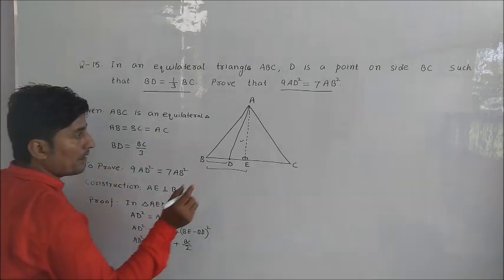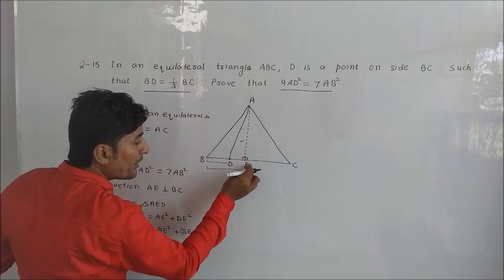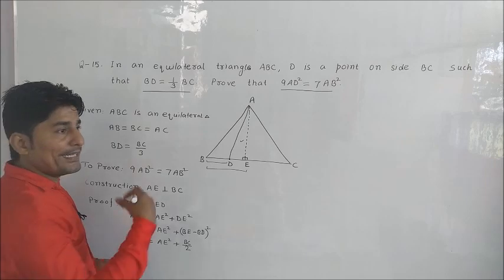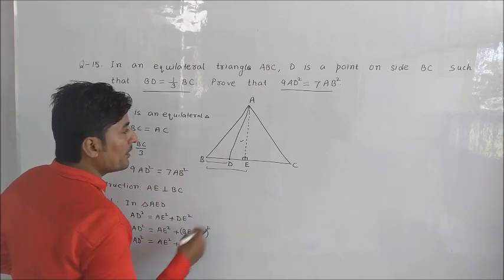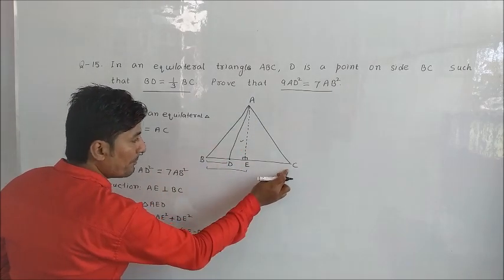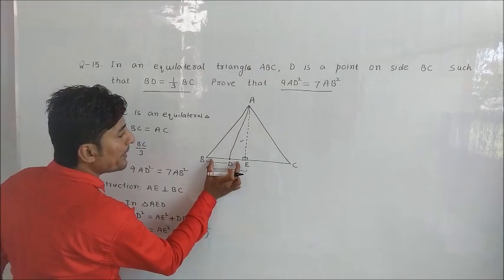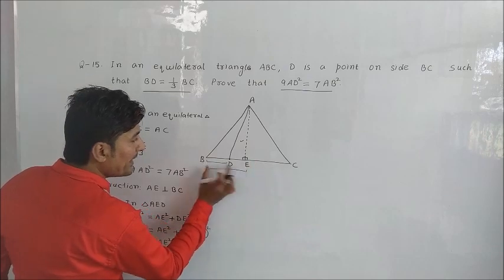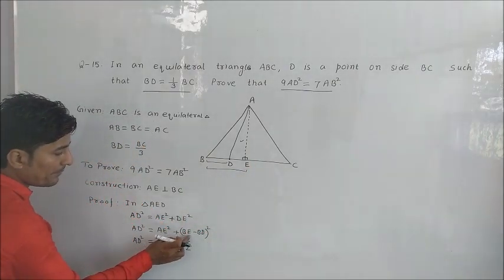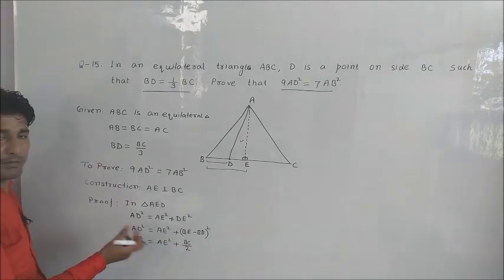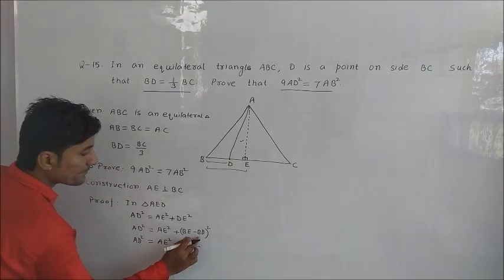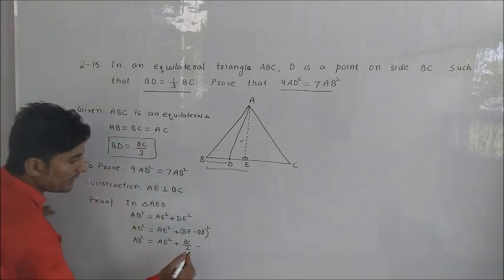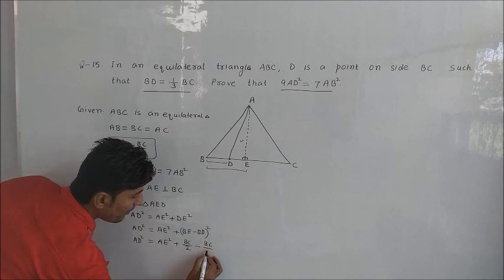Once again, I am explaining this line. Whenever we draw the perpendicular on any side of an equilateral triangle, it will bisect that side. So since AE is perpendicular on BC, the measurements of BE and EC both will be equal. So we can say BE is half of BC. That's why I have written BE equals half of BC, or BC upon 2, minus BD. The value of BD is already given here: BC upon 3.